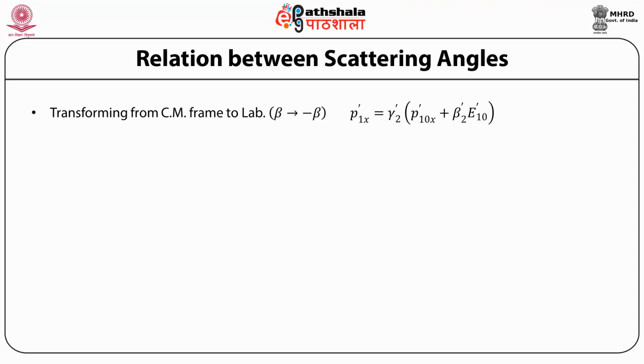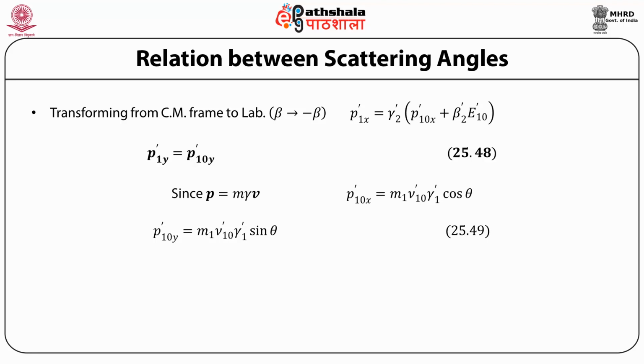Transforming from the center of mass frame to the lab frame, we have beta tending to minus beta, and P1x prime is equal to gamma 2 prime into (P10x prime plus beta 2 prime into E10 prime), with P1y prime equal to P10y prime. Since P is equal to m gamma V, we have P10x prime equal to M1 into V10 prime into gamma 1 prime into cos theta. P10y prime is equal to M1 into V10 prime into gamma 1 prime into sin theta. E10 prime is equal to M1 into gamma 1 prime.